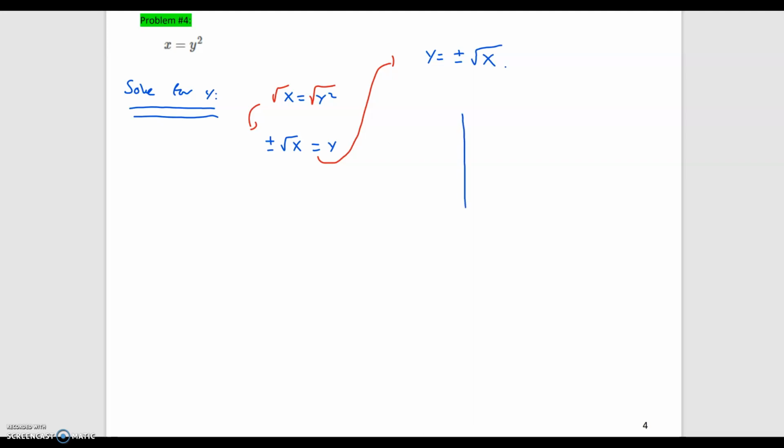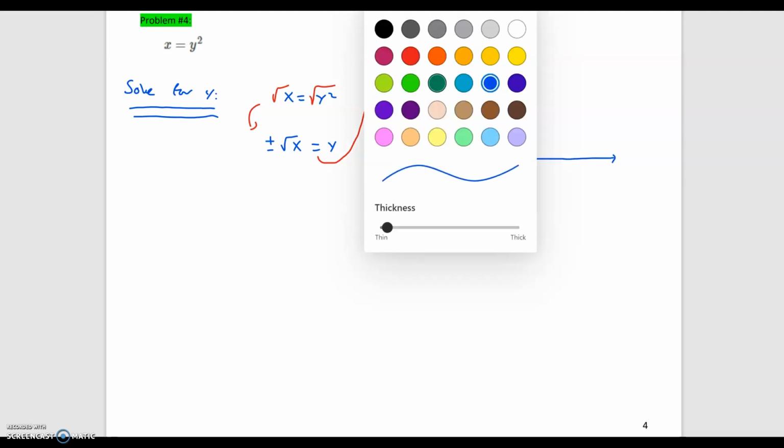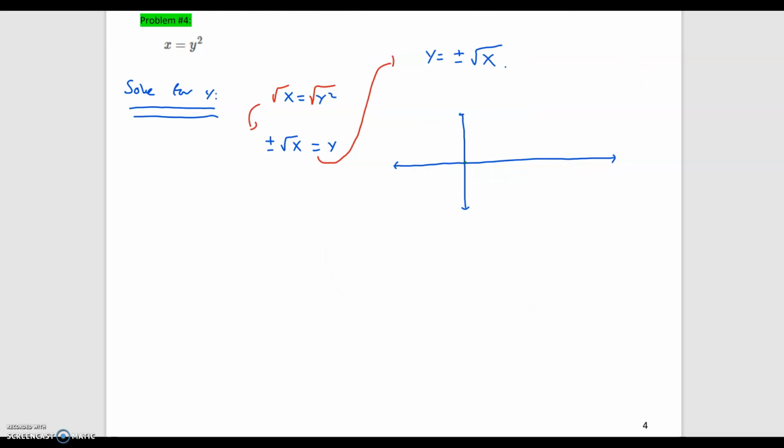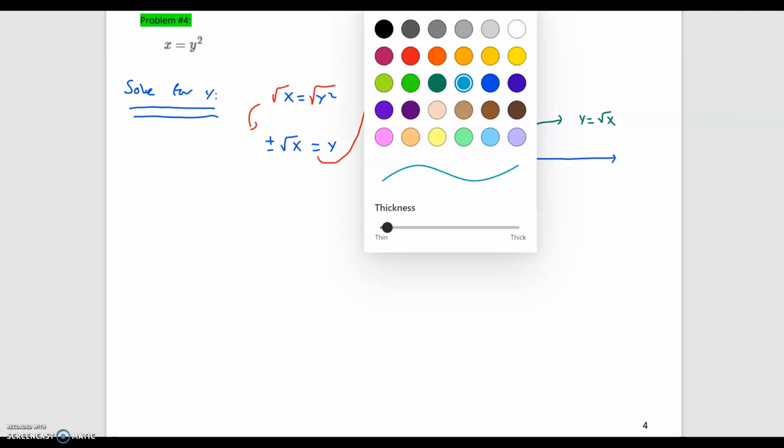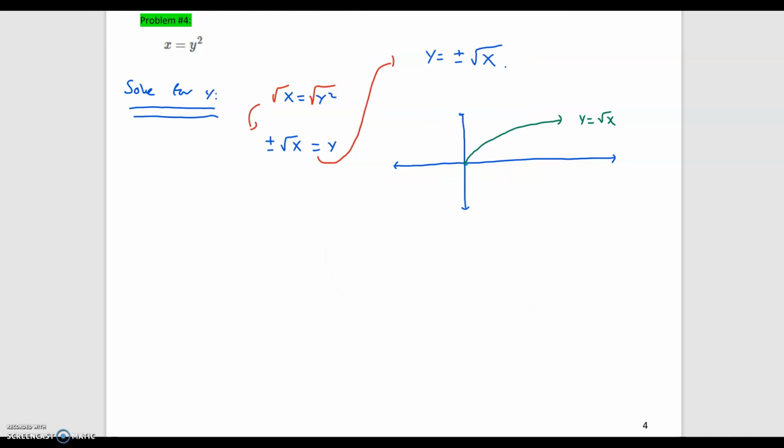Now, here's the problem. If you were to graph this equation as it stands, and let me use two colors, this portion here is going to represent y is equal to the square root of x. And let me use a slightly different color. This, starting at 0, is going to represent y is equal to the negative square root of x.